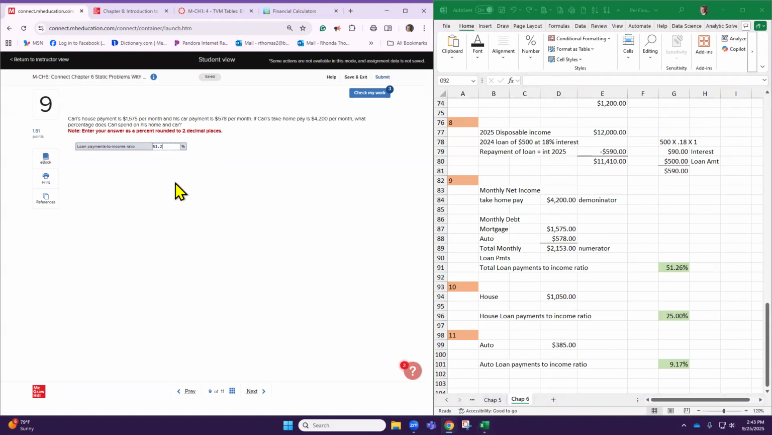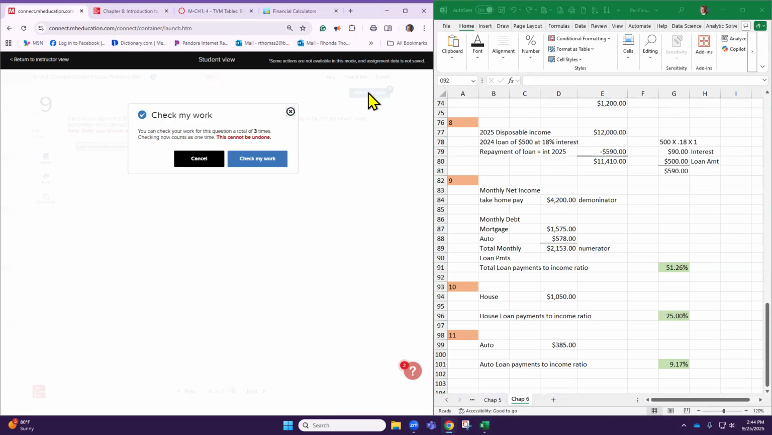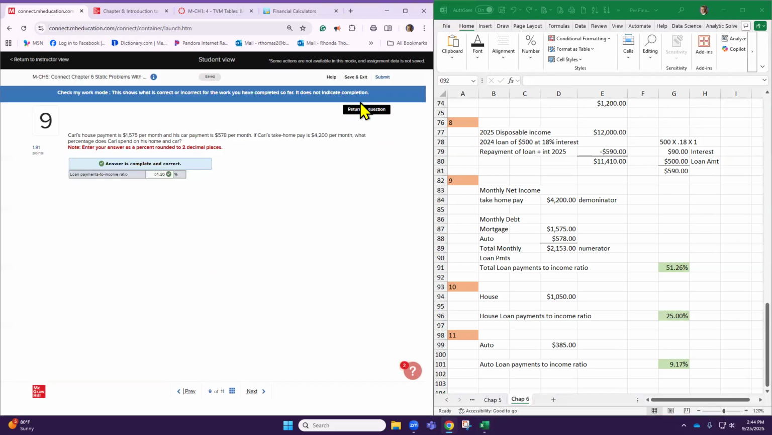So 51.26. So what did we just find? We took any payment that he had. He had a house payment and a car payment. We took the amount of the payments and divided it by his take-home pay. It turns out that for every dollar he has of take-home pay, he has 51.26 cents of debt payments. So half of his take-home pay goes to those payments.